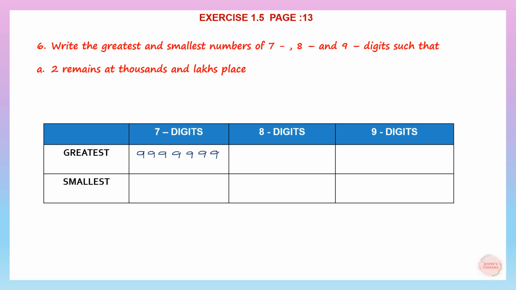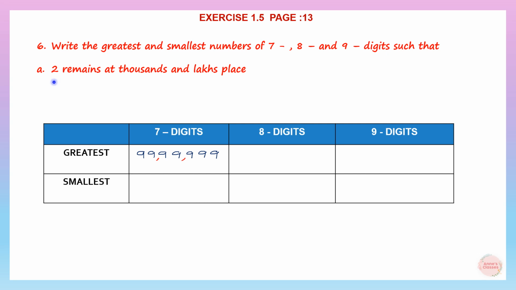Now let's place commas. Ones, tens, hundreds, and then we put a comma here. Then again, thousands, 10,000s. Let's put a comma here. So now what's our number? Our number is 99,99,999. But look at this condition.